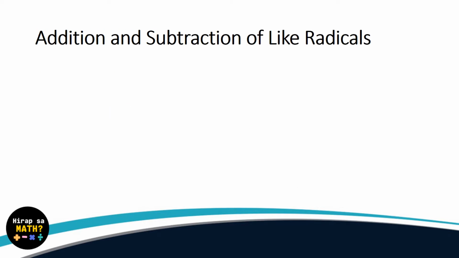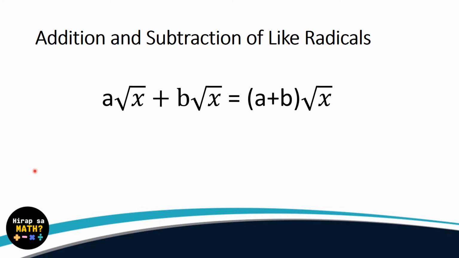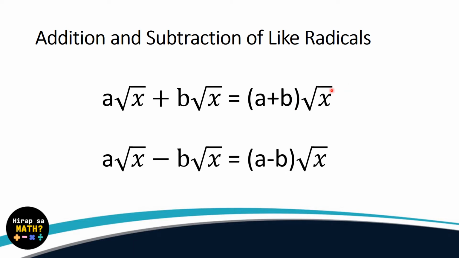Sa addition and subtraction of like radicals, ito yung kailangan natin tandaan. A square root of x plus b square root of x. Kapag pareho na or like radical sila, i-add lang natin yung number before, which is, in this case, a tsaka b. So, a plus b, tapos kopyahin na lang natin yung like radicals nila. Sa subtraction, ganun din naman. A square root of x minus b square root of x, again, like radicals sila. Yung number before, isosubtract lang natin and then copy.